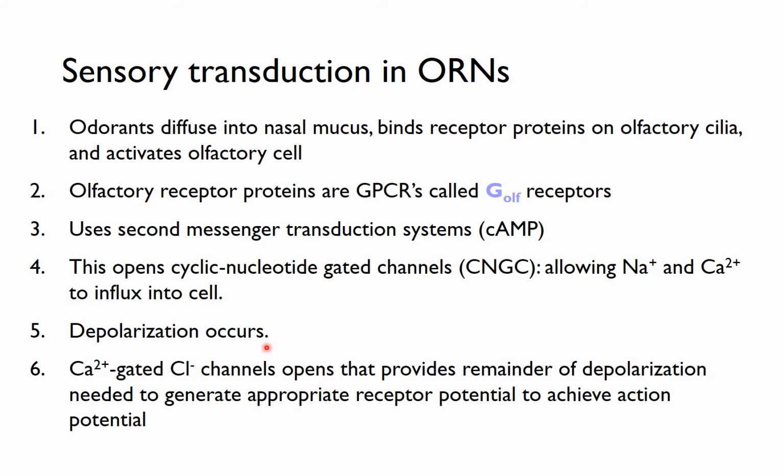When depolarization occurs, we have additional channels that open. In this case, there are chloride channels that open, and that will provide the remainder of the depolarization needed to generate an appropriate receptor potential that at sufficient quantities can achieve an action potential. These chloride channels are called calcium-gated chloride channels. So what this means is the calcium that influxed as a result of these CNGC channels, that calcium suddenly appearing in higher concentrations on the intracellular side of the membrane activates calcium-gated chloride channels.